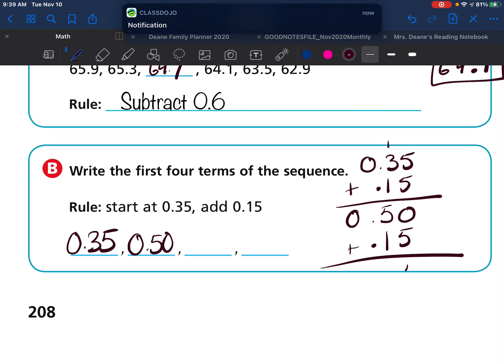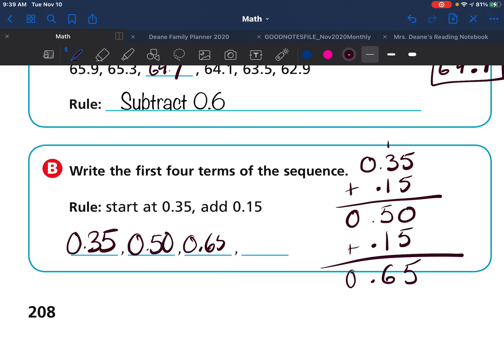Add another 15. 5 plus 0 is 5. 5 plus 1 is 6. So we have 65/100ths. And add another 15 for our last term. And we get 80/100ths. Okay.